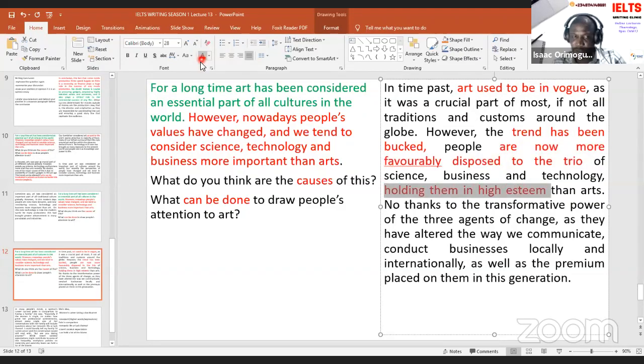Some of us repeated the word important again. No thanks to the transformative power of the three agents of change, as they have altered. Can you see? Instead of saying this is because, or this is why they are popular, I used no thanks. No thanks is a cause and effect marker, telling the marker that this is the reason for their popularity. Most of us have seen this expression in the vocabulary development we did in the first few classes.